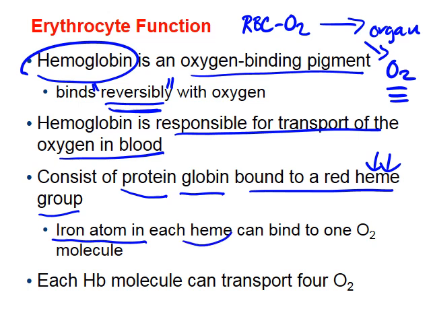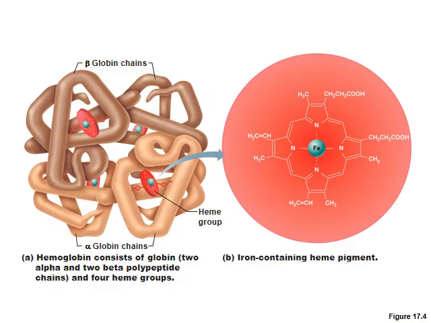So there's an iron atom in the middle of each heme, and then one oxygen molecule can bind to that heme. So each hemoglobin molecule can transport 4 oxygens. If that seems confusing, just wait. We'll talk about it on the next slide.